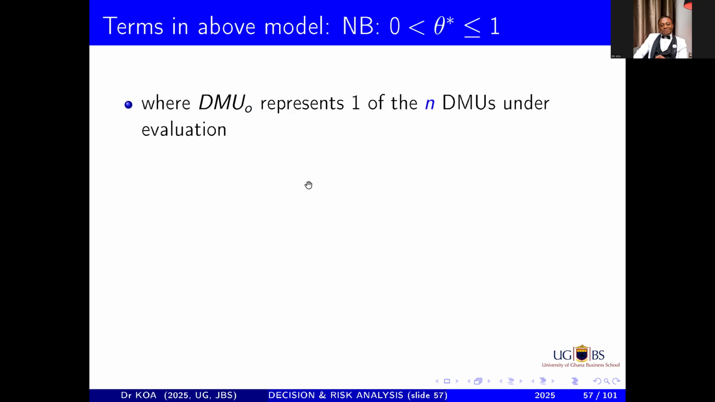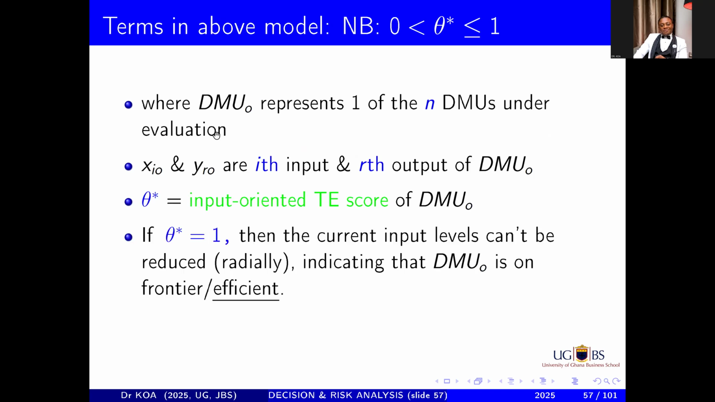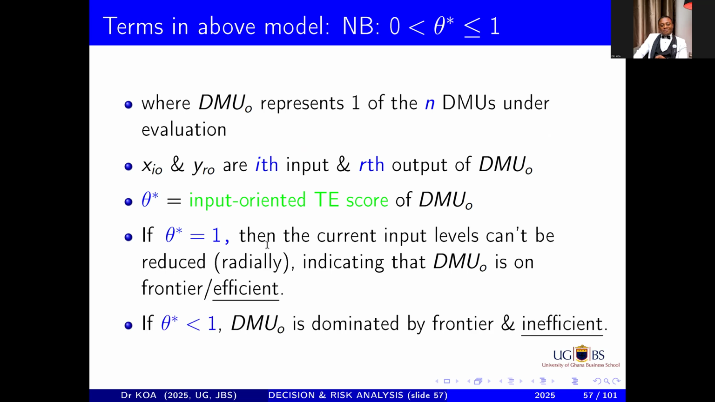Look at that. So all of these have been interpreted. Whenever you write these models, just know what it is. We know that this is the efficiency. This is the input of the particular firm under consideration. This is the output. This is the theta, the efficiency score. It is 1 when the firm is efficient. It is less than 1 when the firm is inefficient. Efficient firms are called frontier firms. Inefficient firms are called dominated firms.